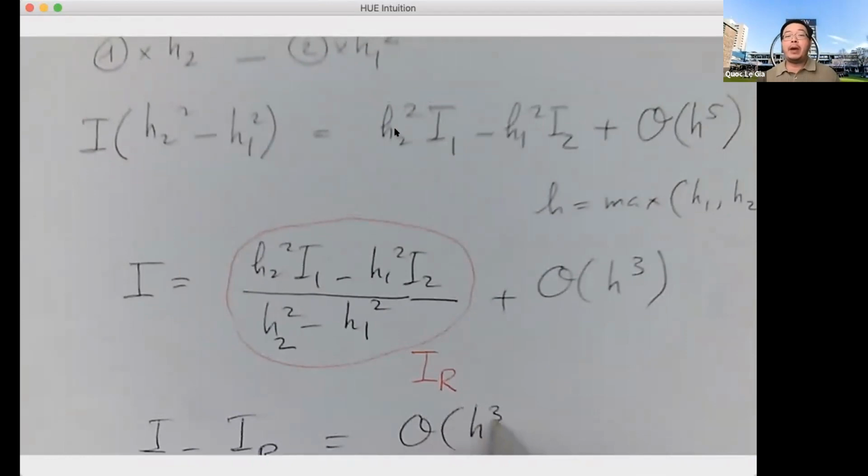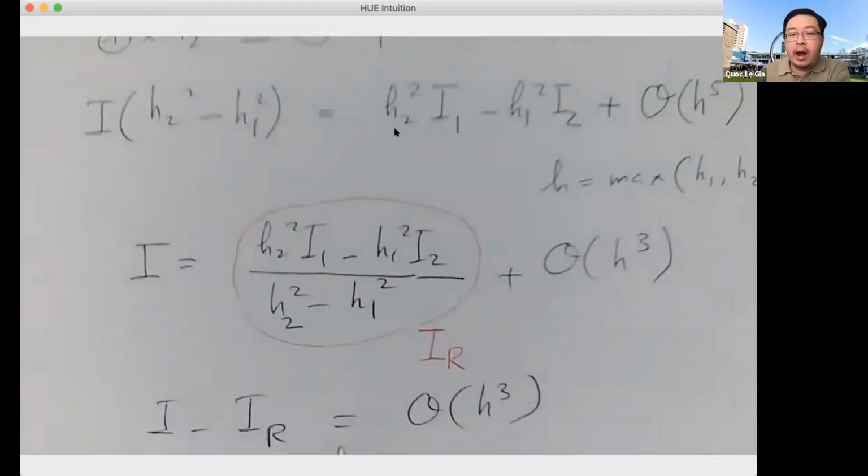Yeah, what is better than O(h^2)? Remember, before you have some approximation of order O(h^2), and now you have something of order O(h^3). So therefore I_R is a better approximation. Any question? Yeah, so there's a question.